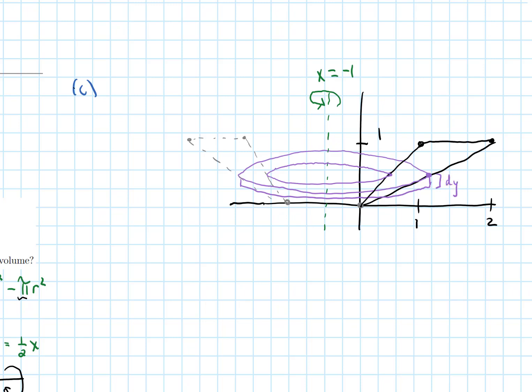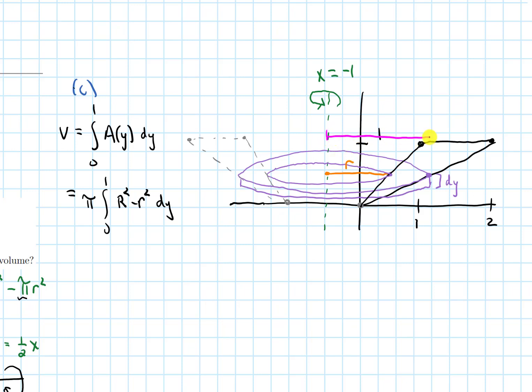Okay, so if I use our formula for volume, we'll get the integral of the area function in terms of y and dy, because the thickness is in the y direction. And the y values start at 0 here, and they go until 1. And I'll get the integral from 0 to 1. Again, my cross section is a washer, so we will get pi factored out, and then big R squared minus little r squared dy. And in the picture, little r will be from here to here, and big R will be from here to this point.